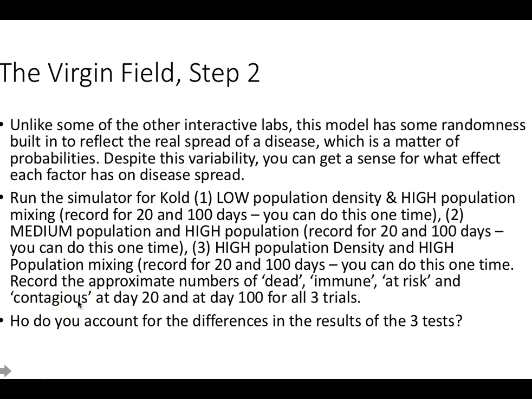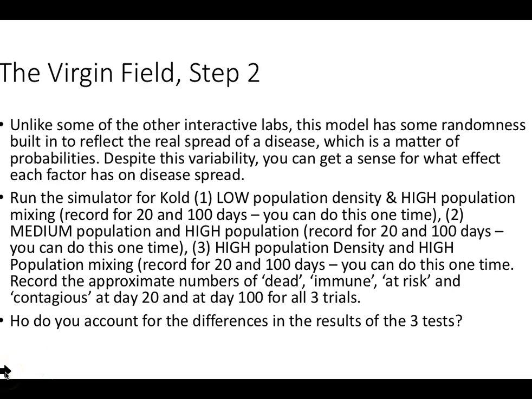Now, you've done this now 3 times, and what you've done is you have had a low, medium, and high population, but with a high mixing for low, and a high mixing for medium, and a high mixing for a high population. And now you're going to look at that data and you're going to see differences. And then how do you account for the differences in the results of the last 3 tests?